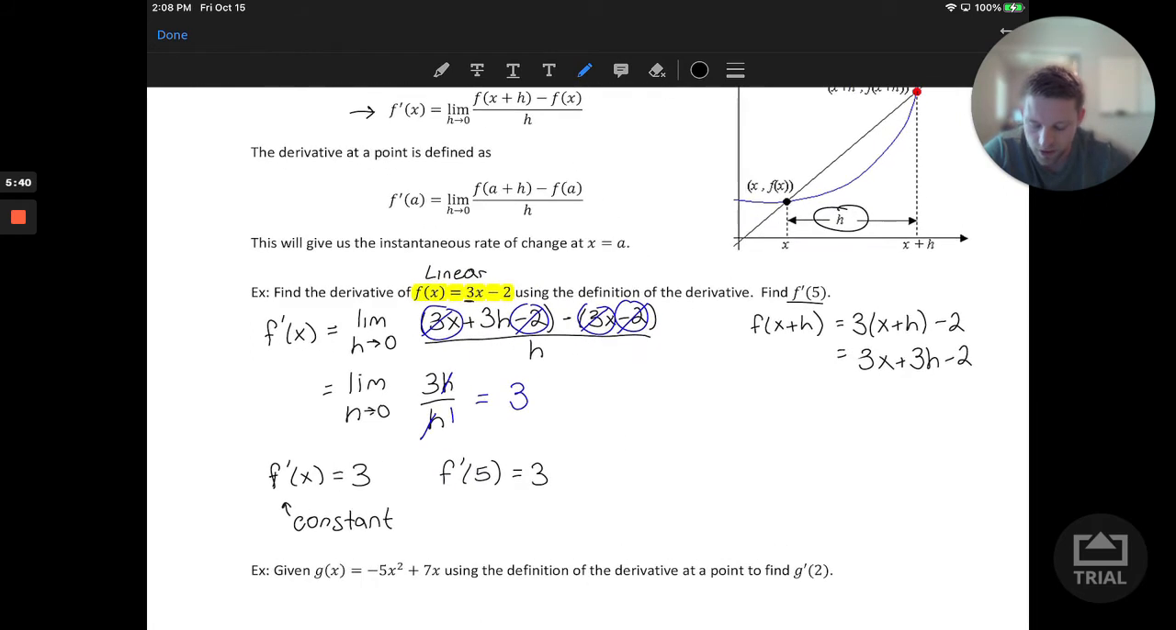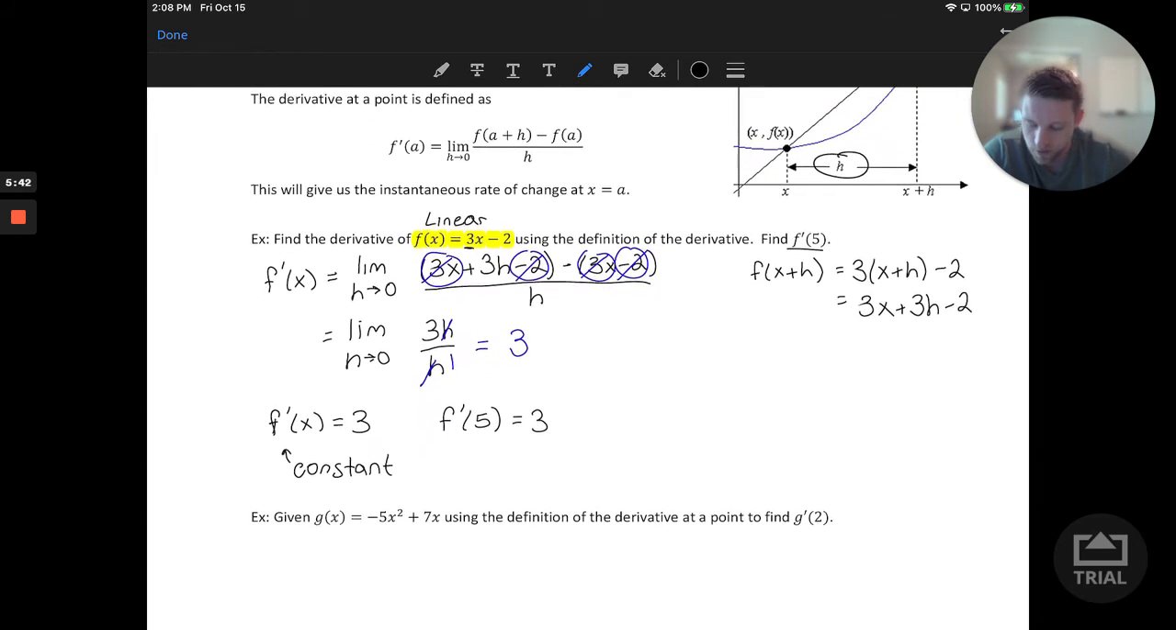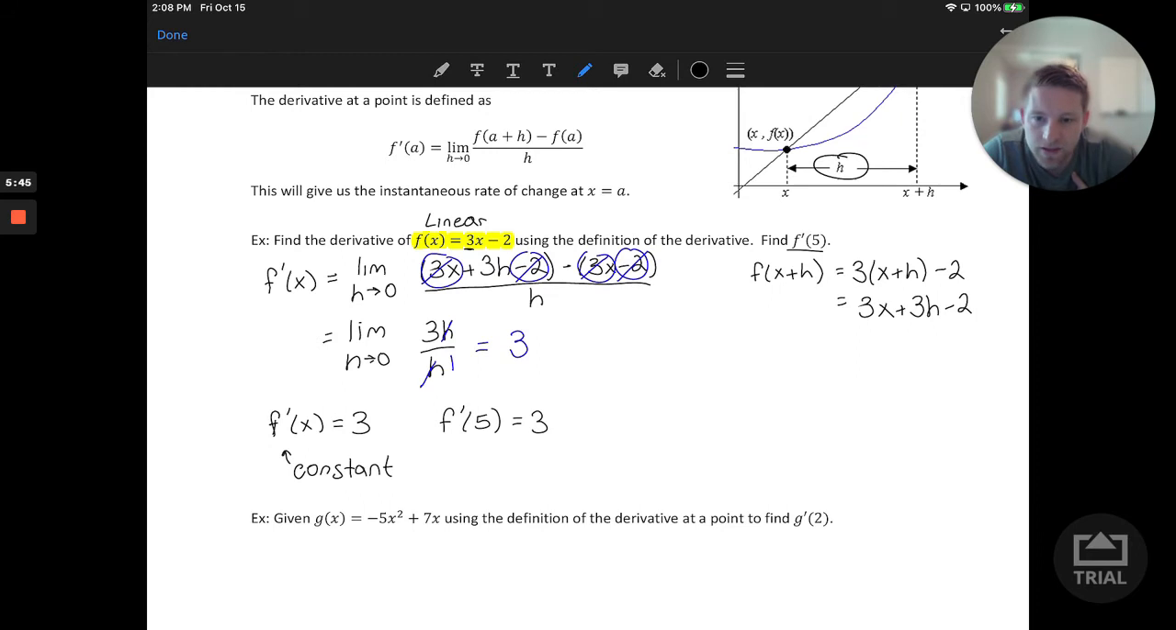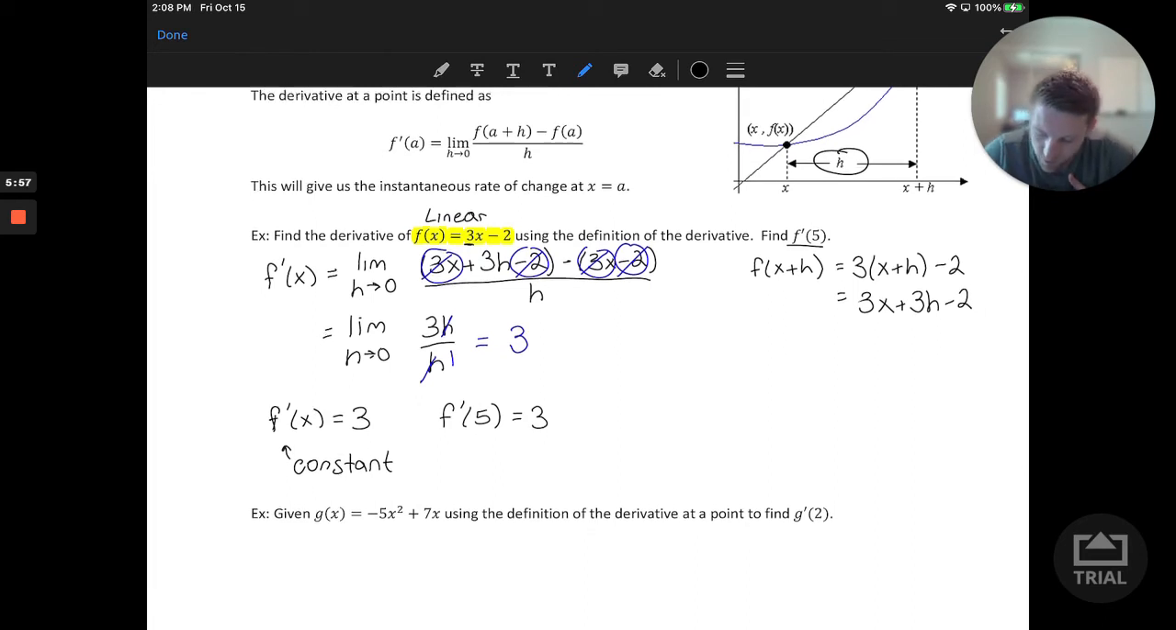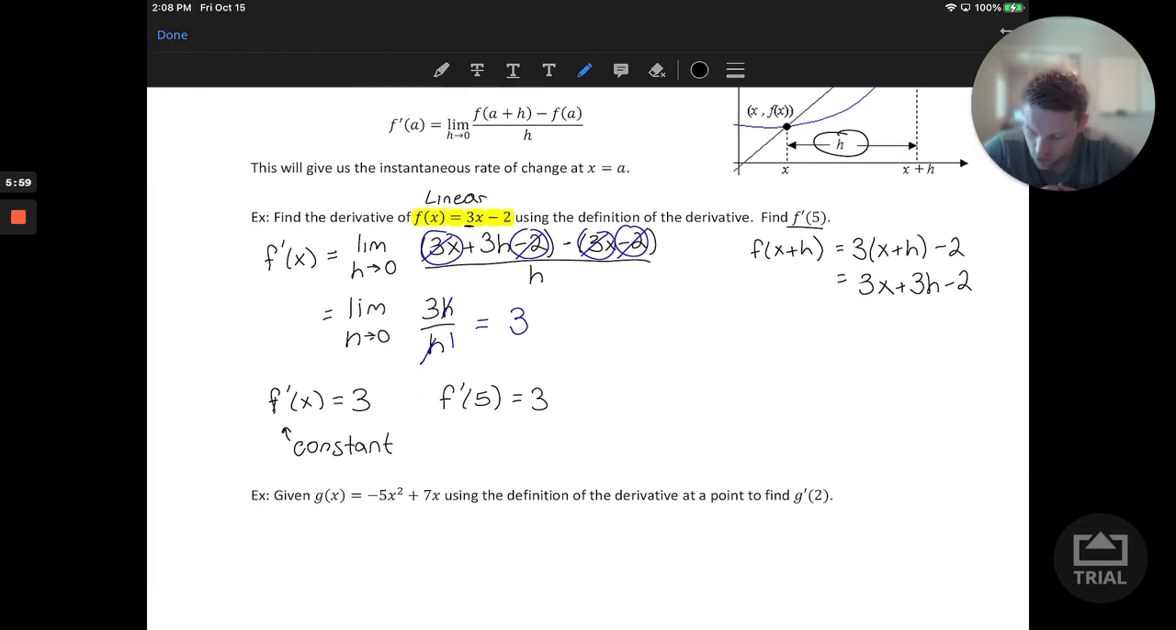Let's take a look at the second question. We want to try to use our second definition here, the definition of the derivative at a single point, to evaluate g prime of 2 in our second example. We'll take a look at g of x is equal to negative 5x squared plus 7x, and we want to use the definition of the derivative at a point to find g prime of 2.